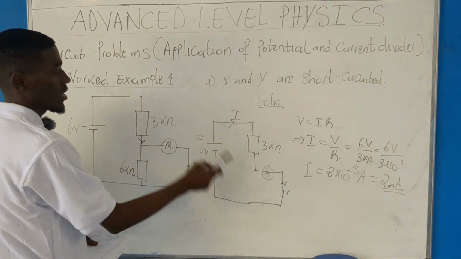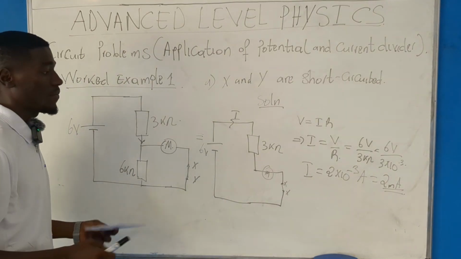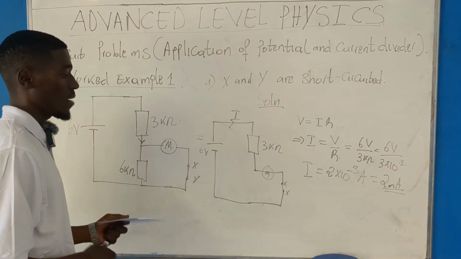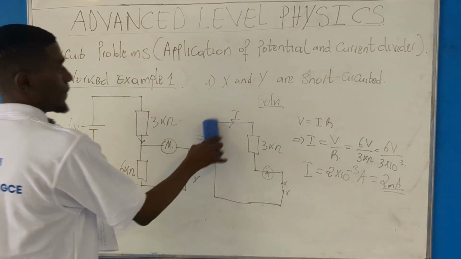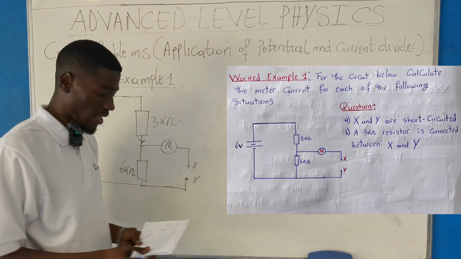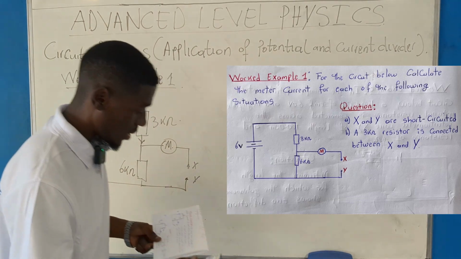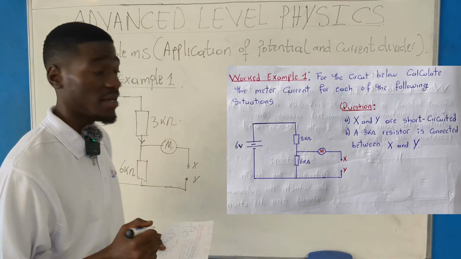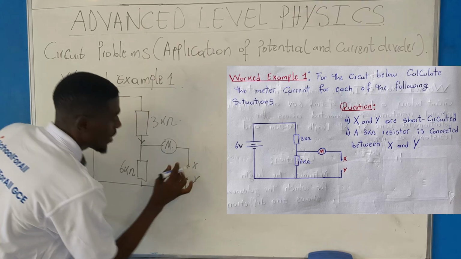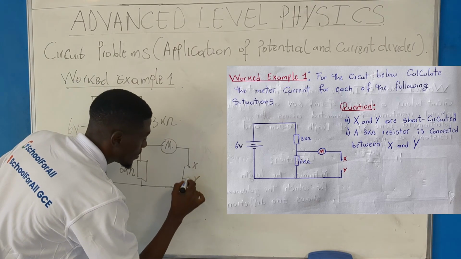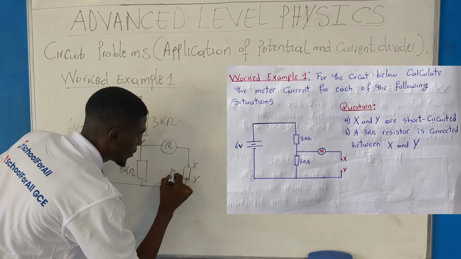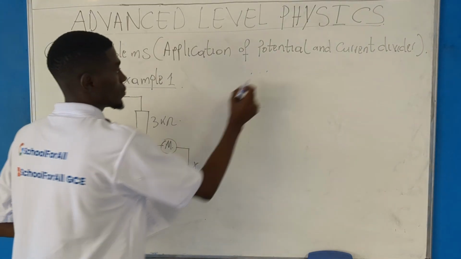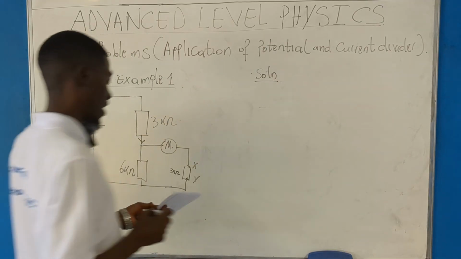The current flowing through the ammeter is the current delivered by the battery, 6 volts, and that current is 2 milliamperes. Now let us proceed with the B part. The B part of the question is asking us to give the reading of the ammeter when a 3 kilo ohm resistor is connected between X and Y. It means that I come here and now connect a 3 kilo ohm resistor here, like this. So I want now to calculate the reading of the ammeter.